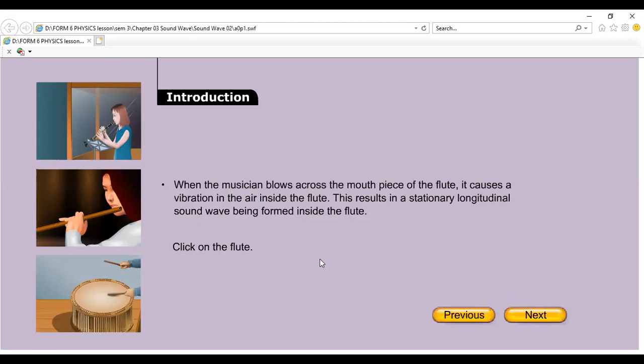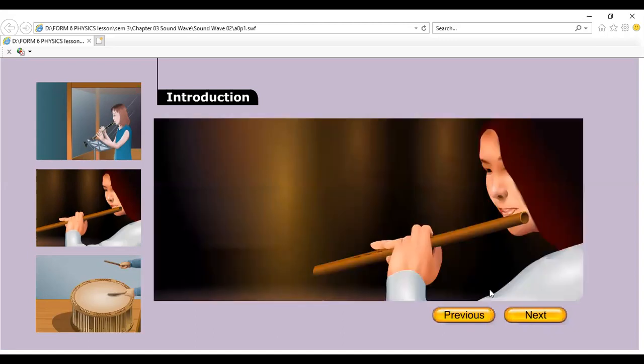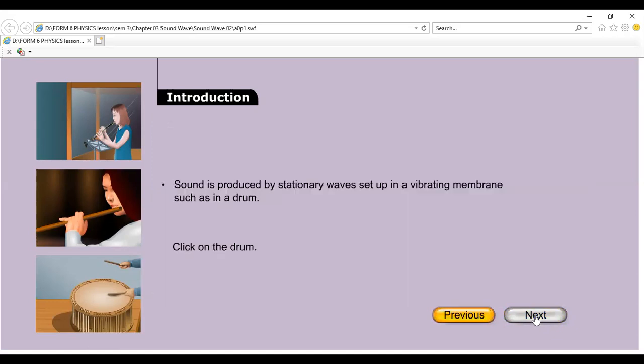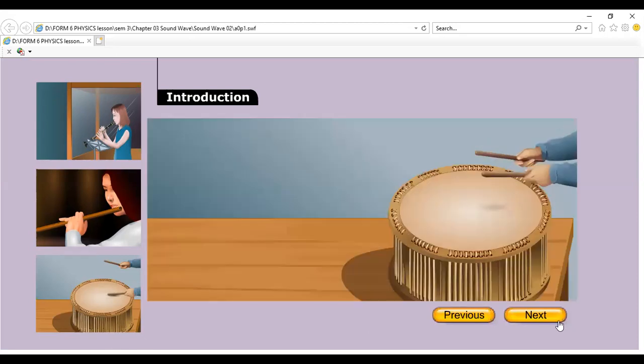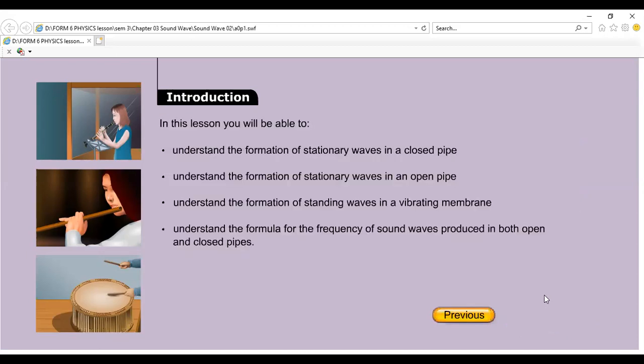Next, when the musician blows across the mouthpiece of the flute, it causes a vibration in the air inside the flute. So this results in a stationary longitudinal sound wave being formed inside the flute. We notice a very nice sound, right? So how about the sound wave produced by the drums? Sound is produced by stationary wave set up in a vibrating membrane such as in a drum. So that is the sound produced.